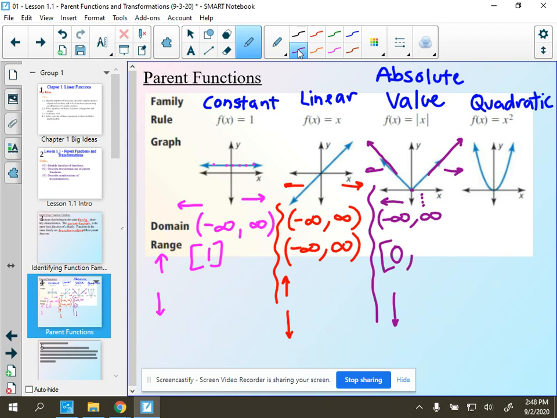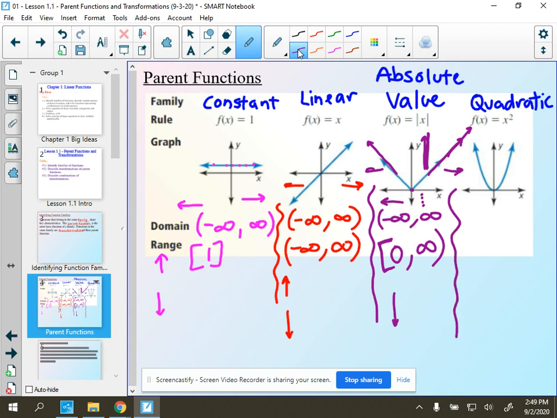Is there a maximum value? No. Well, we're approaching infinity. This graph will continue to go up, up, up forever. So we would say that this has a range of 0, including 0. That's why I'm using the bracket at 0, all the way up to positive infinity.